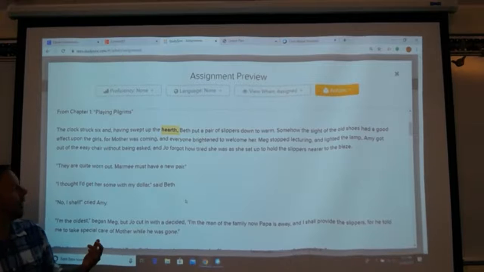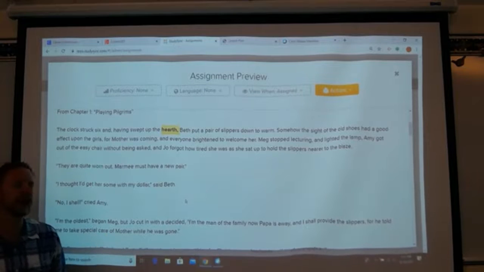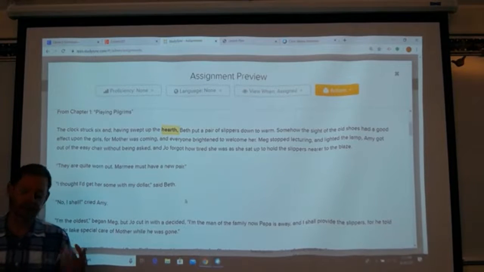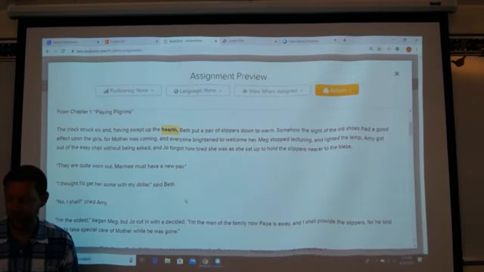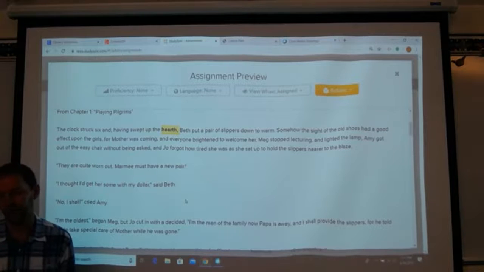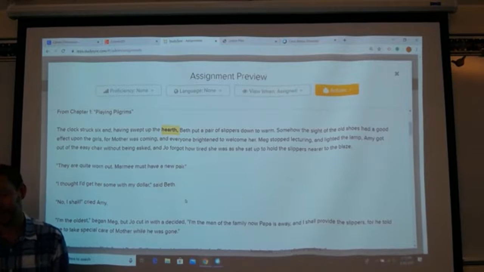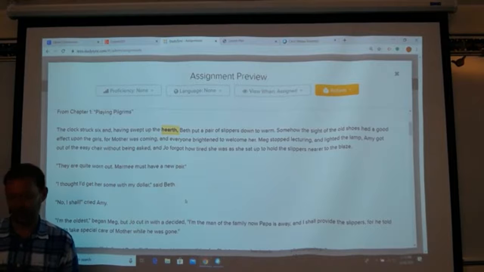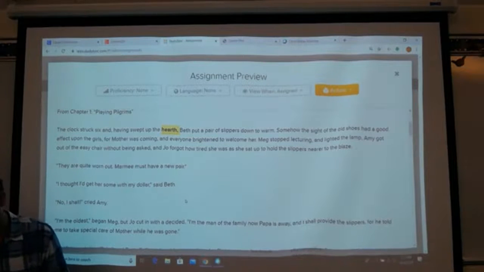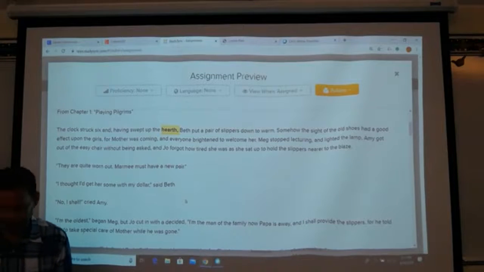Now we can see here that Beth came in the house and put her slippers down to warm them. Obviously there are no heaters during this time because of the Civil War. So what might she put her slippers next to, to warm them up in the house? Hopefully you were thinking of a fireplace, and so hearth is going to be the floor of the fireplace or an area in front of the fireplace.